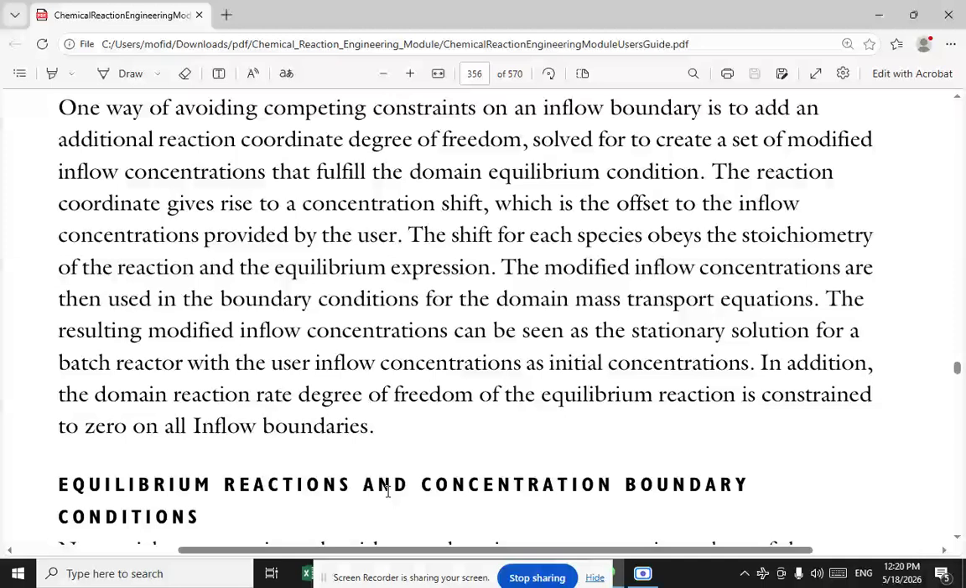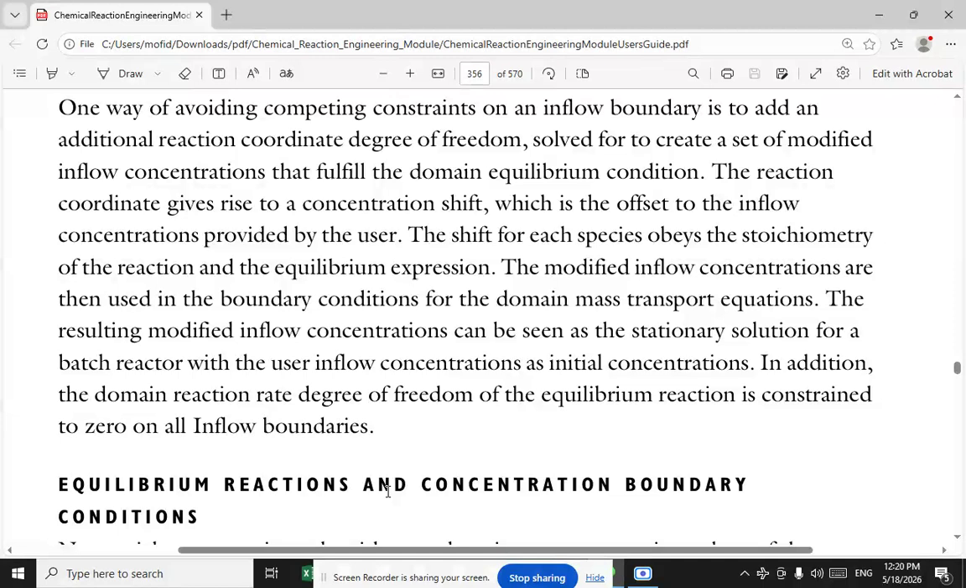One way of avoiding competing constraints on an inflow boundary is to add an additional reaction coordinate degree of freedom, solved for to create a set of modified inflow concentrations that fulfill the domain equilibrium condition. The reaction coordinate gives rise to a concentration shift, which is the offset to the inflow concentration provided by the user. The shift for each species obeys the stoichiometry of the reaction and the equilibrium expression.